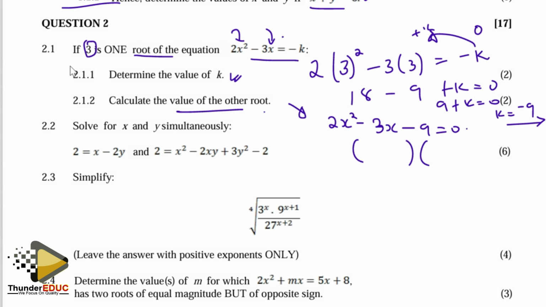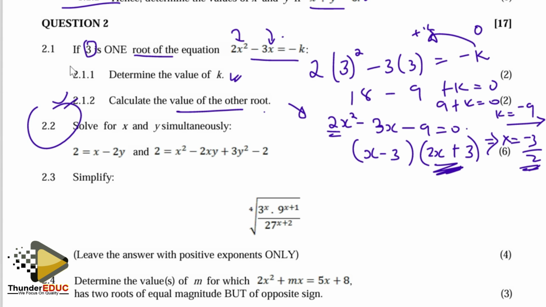So already we were told that x is a 3, so we're going to have x minus 3 here. And then how do we get this 2x? Can put a 2x here. How do we get this? That's going to be a 3 plus 3 minus 6, that's negative 3. Okay, perfect. Then this other root is going to come from this bracket, which means x is going to be negative 3 over 2. Okay, so that is 2.1.2.